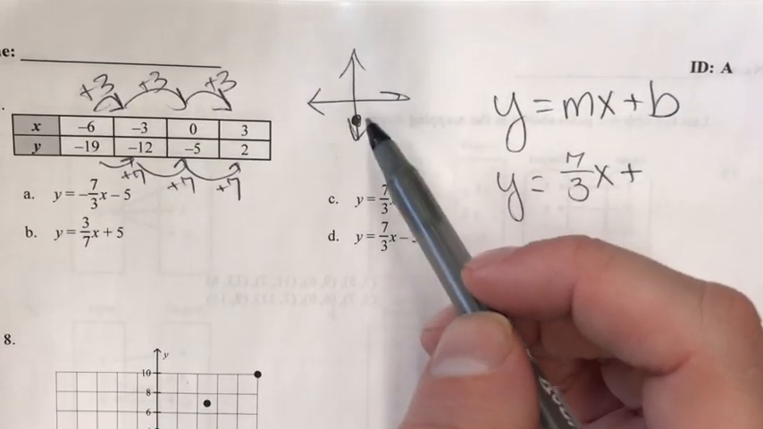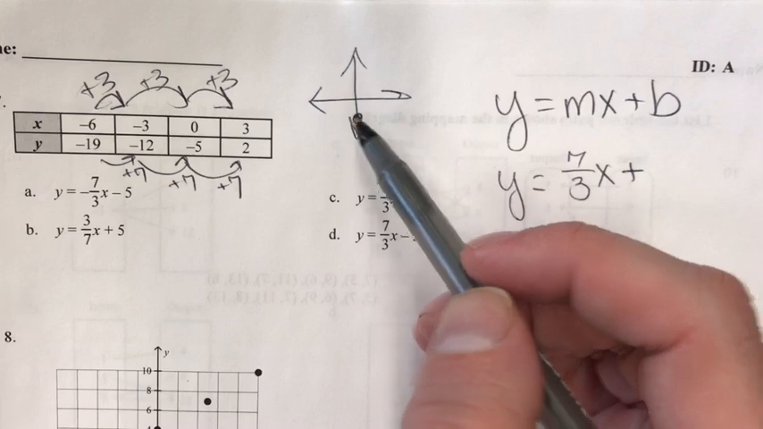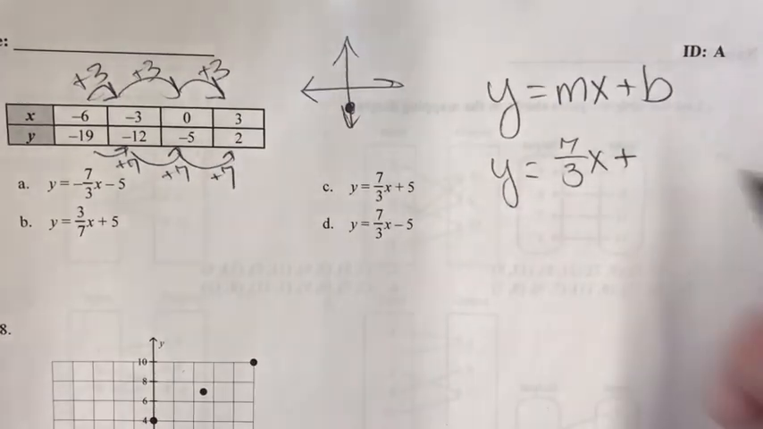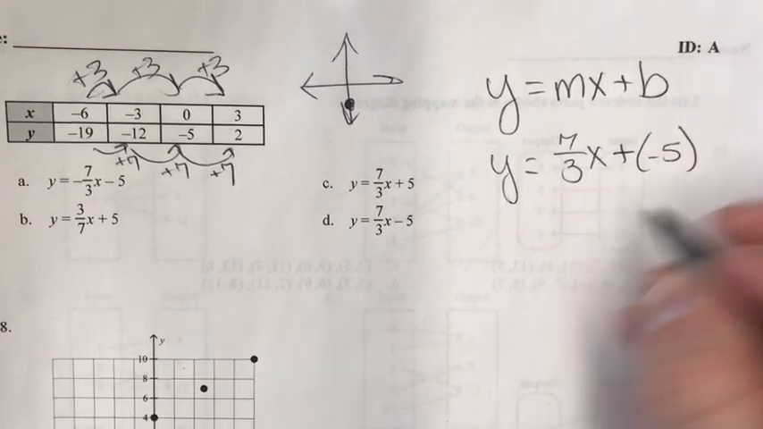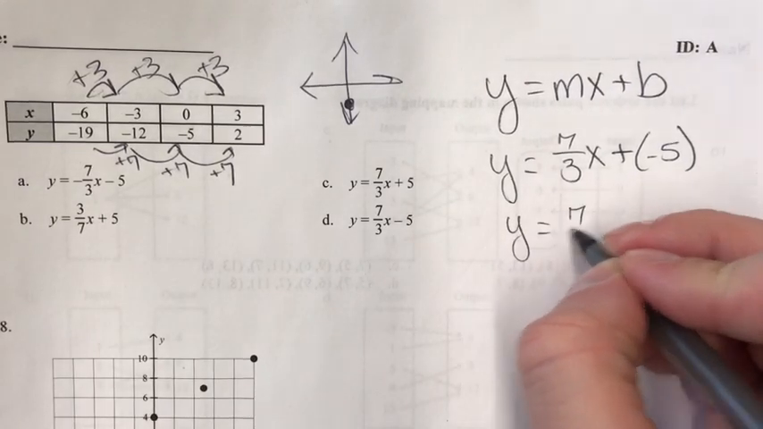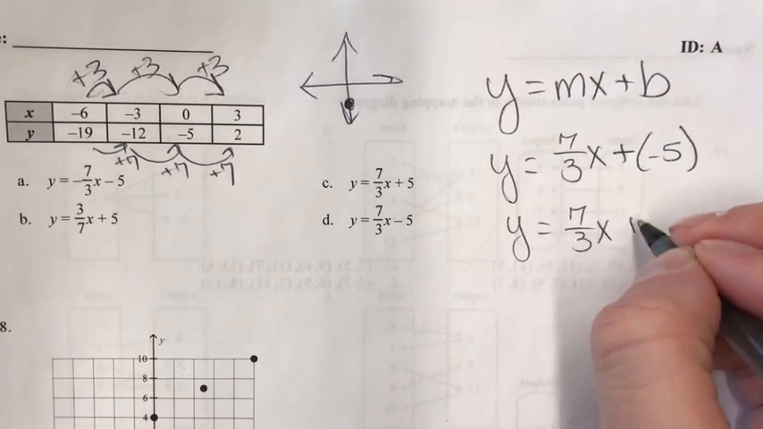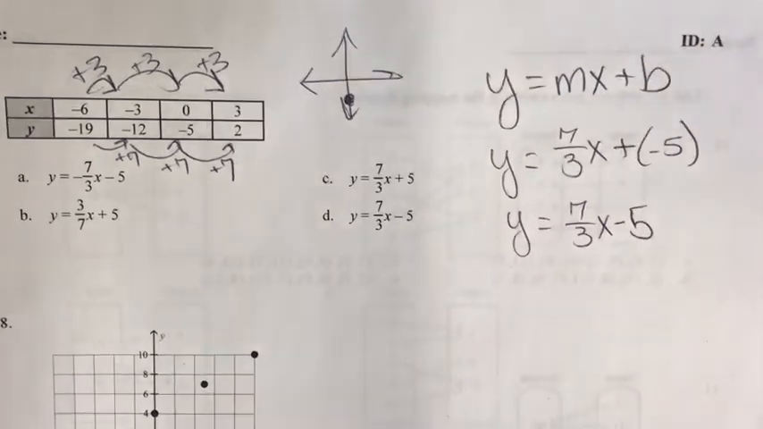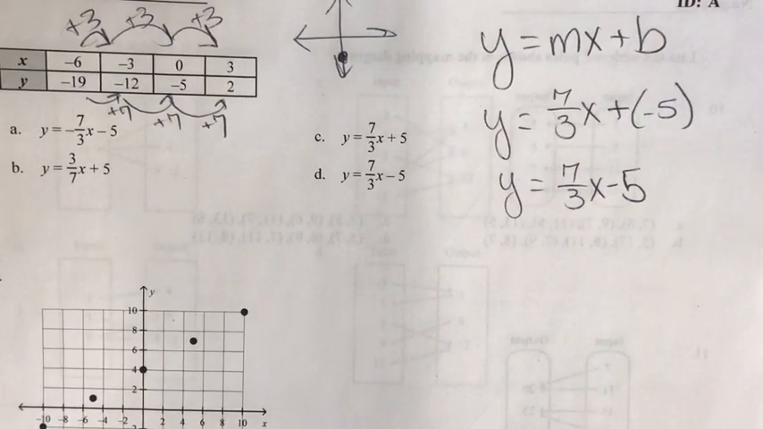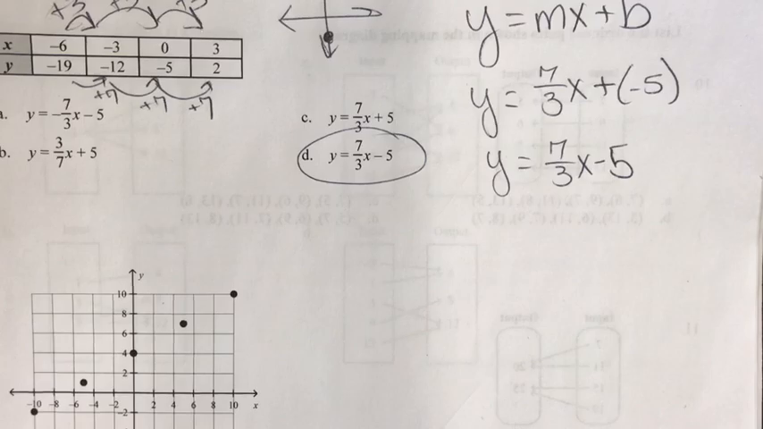My y-intercept would be 0, negative 5, so that would mean that my y-intercept is negative 5. So I would put a negative 5 there, and to clean it up, I would say y equals 7 over 3x minus 5. Hey, perfect. Y equals 7 over 3x minus 5. Cool, great, easy.